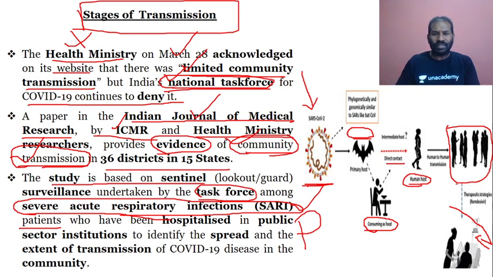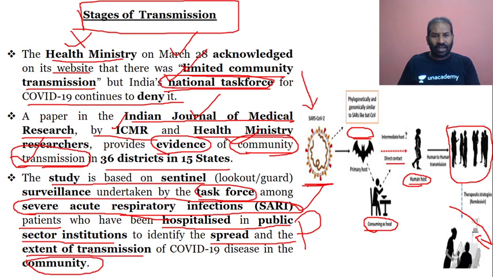So when SARS takes place, it means it is infecting at a very fast pace, and the infected person's chances of being ill are very high. Based on the surveillance, this task force has conducted tests on SARI patients who have been hospitalized in public sector institutions. They have taken into consideration severe acute respiratory infection, that is infected patients. Each and every time I was saying that infected patients are different, syndrome is different. Whoever has been infected and hospitalized, the government has gone ahead with testing to identify how much spread can take place, the extent of transmission in regards to community transmission.